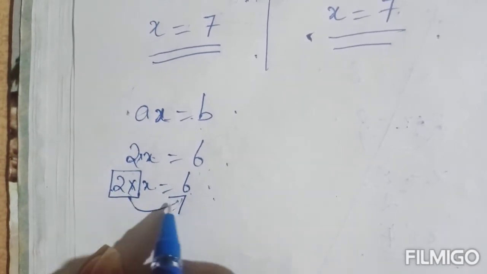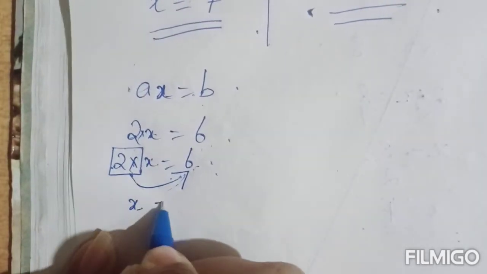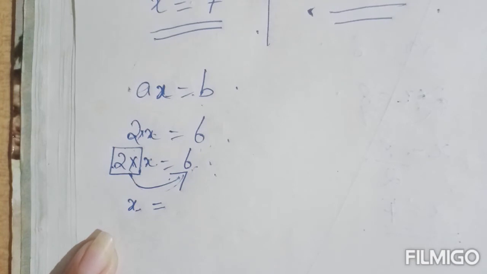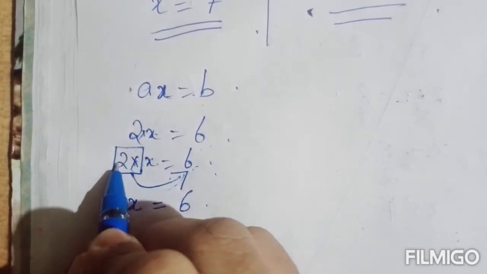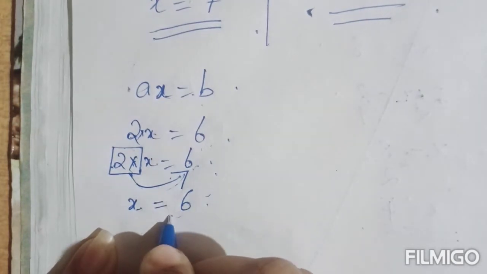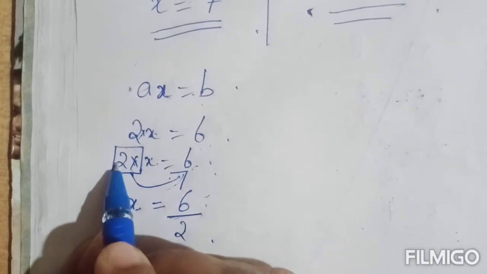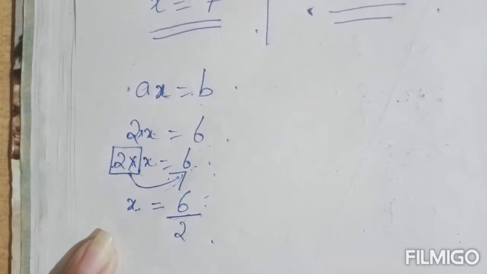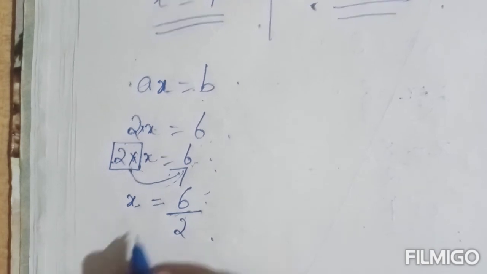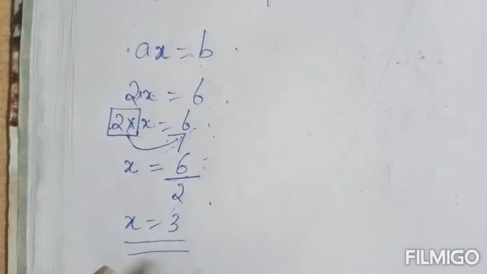The multiplication 2 is taken to the other side of the equation, so that x will be alone on the left side. x equal to 6 is there here. Multiplication on taking to the other side will be division, divided by 2. Multiplication 2 on taking to the other side will be divided by 2. Multiplication on taking to the other side will be division. So x equal to 6 divided by 2, it is 3.